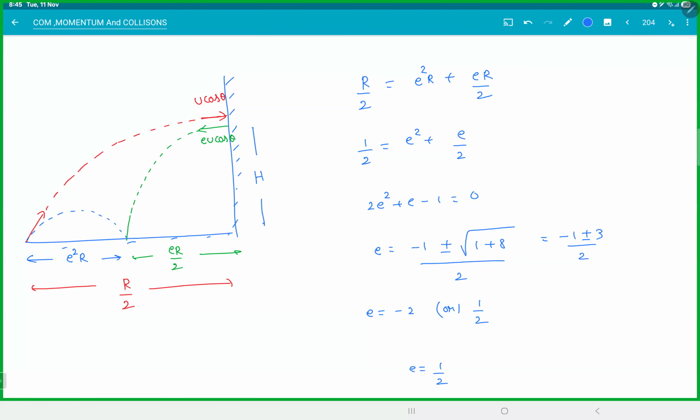Check. Clear with this? So the first time when you hit the wall, you will come back only e times R by 2. And after hitting the floor, your vertical component became e times, horizontal also became e times. So you will travel e squared R. So this total distance must be equal to R by 2. Then you get a quadratic and you're done. Is that clear, everyone? Any doubts on this? Clear? Let's see one more.